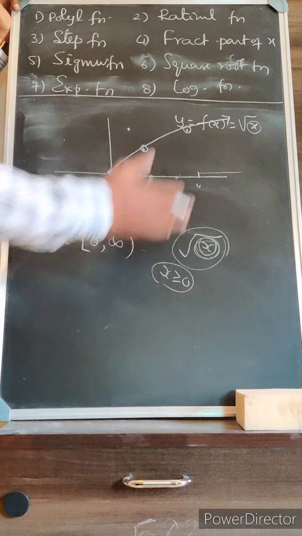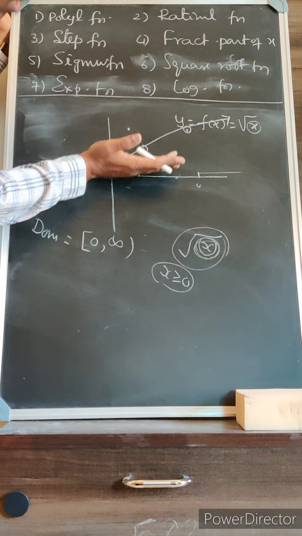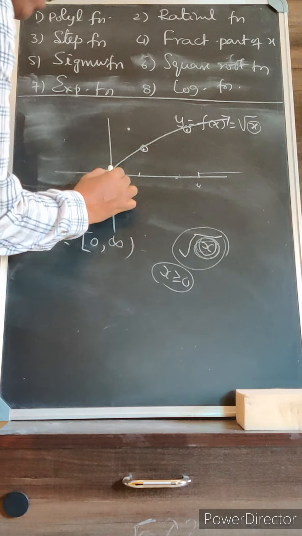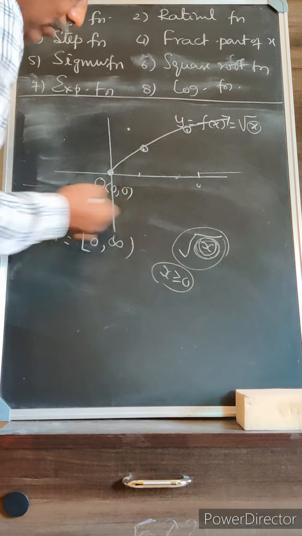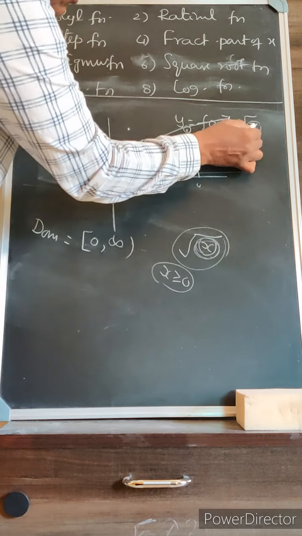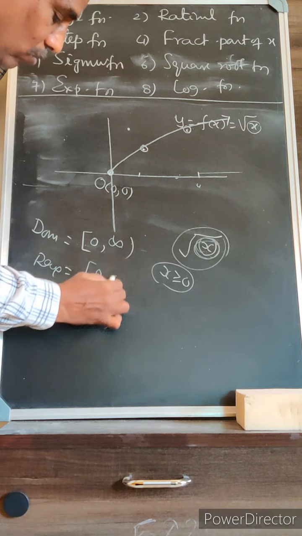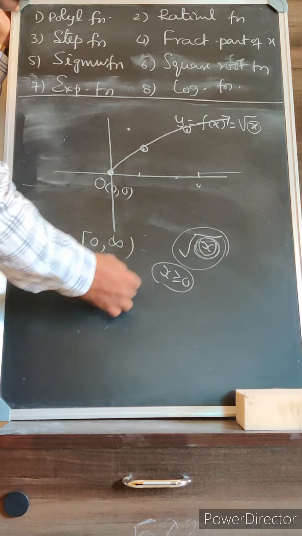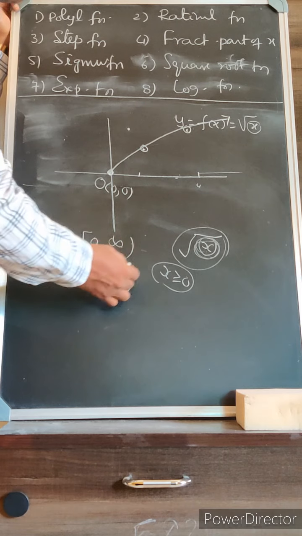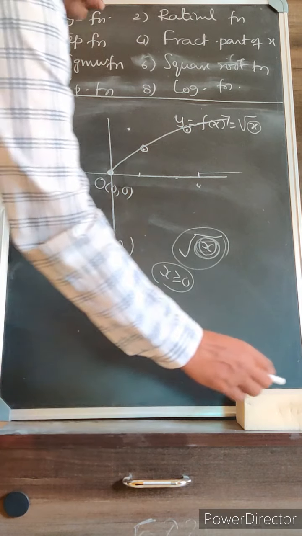And what is the range of the function? The graph of the function completely lies above the x-axis. So y values are always positive. Y can also be 0 because the origin is a point on the graph. So when x is 0, y is also 0. So the range is also closed 0 to infinity. So for the square root function, remember both domain and range are the set of all positive real numbers including 0. So the square root function does not accept negative numbers.